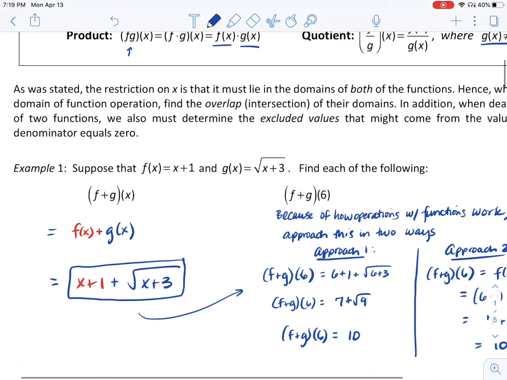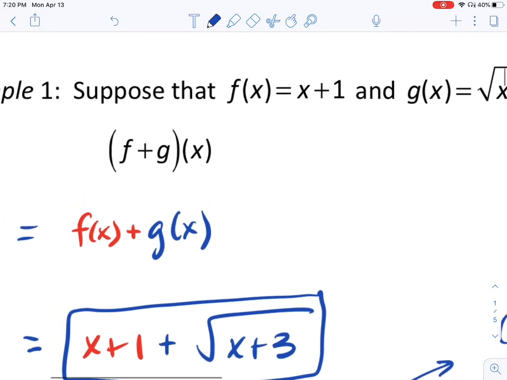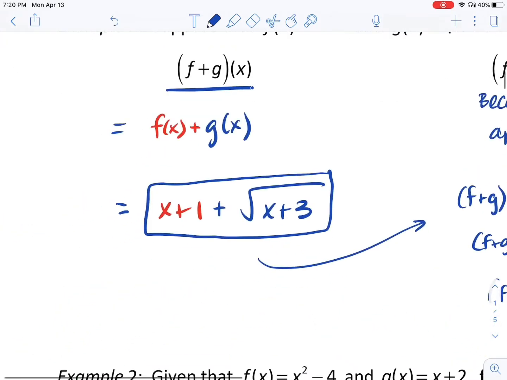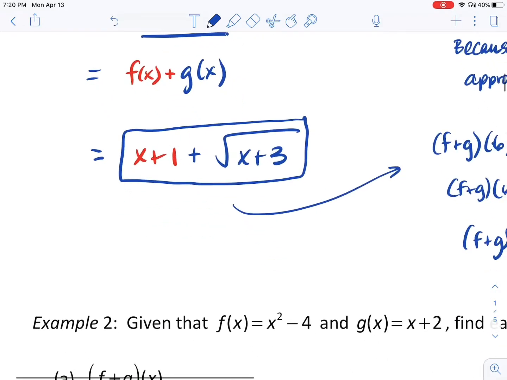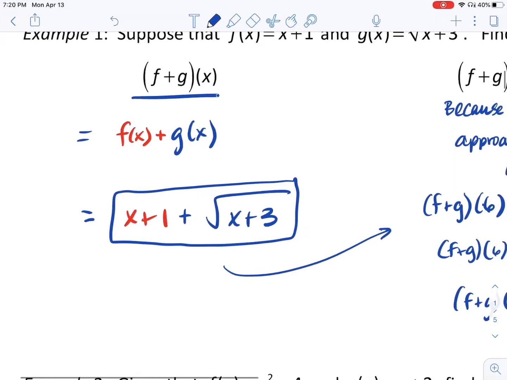So let's look at what an example of this might look like. Suppose I have some function f of x is equal to x plus 1 and a second function g of x is equal to the square root of x plus 3. I want to find each of the following. The first thing I want to find is the sum function. It's defined as adding those two individual functions together, which means that the sum function is just x plus 1 plus the square root of x plus 3. There's no trick here, it's very straightforward.